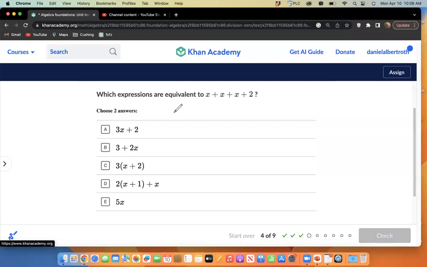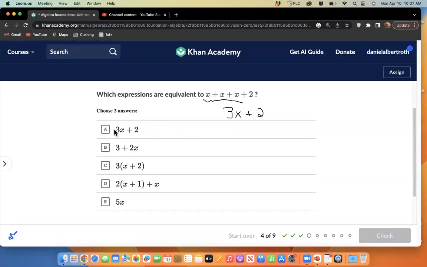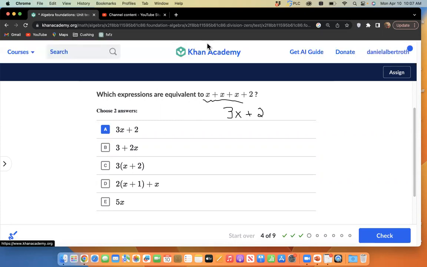All right, the next one. Which expressions are equivalent to x plus x plus x plus 2? All of these x's together are going to give us 3x. So we can call it 3x plus 2. Let's see what we got. Answer A is exactly that. Answer B is different because the 3x becomes 2x. We need a 3x and a 2. If we're looking at C, you're going to get 3x plus 3 times 2 is 6. So we're looking for 3x plus 2.